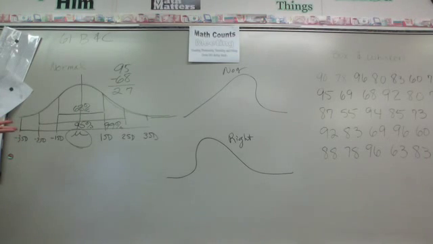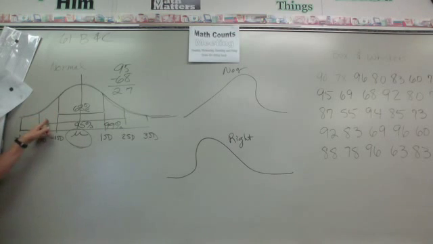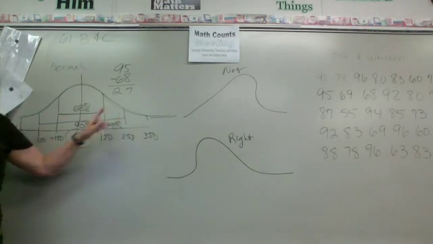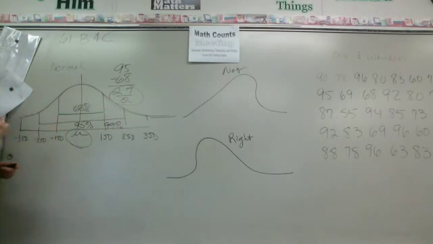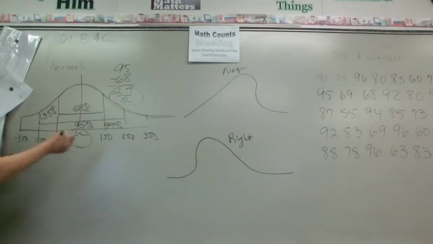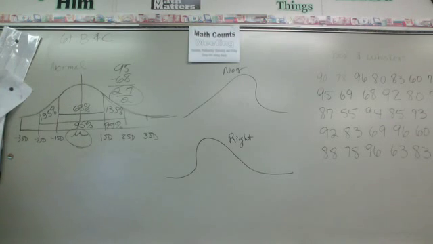Okay, well, since it's symmetric, wouldn't half of that have to go there and half of that have to go there? Okay, so what's half of 27? 13.5. So we're going to have 13.5%-ish there, right? And we're going to have 13.5% of our data over there.